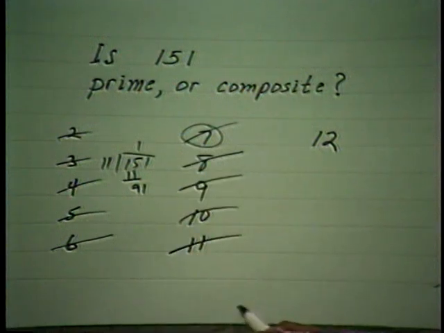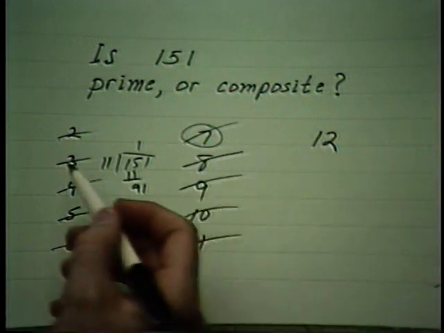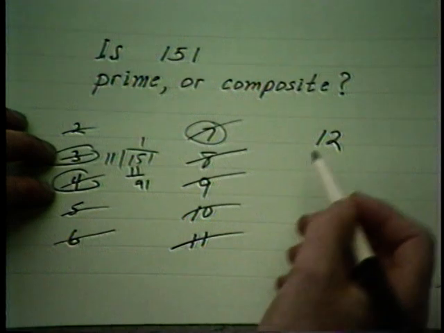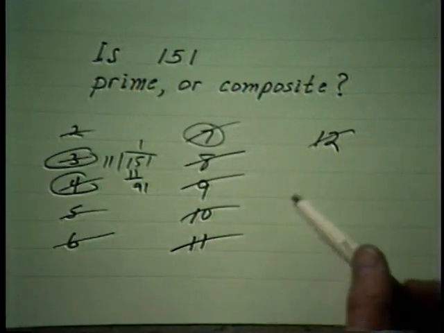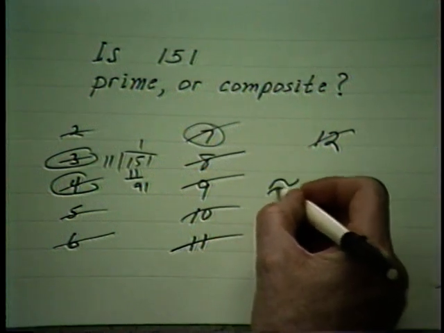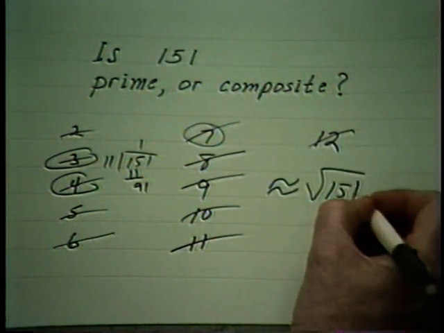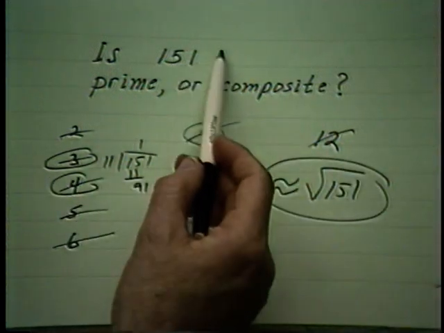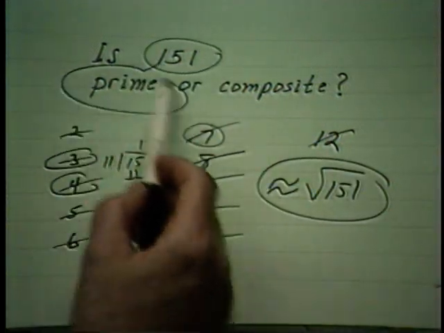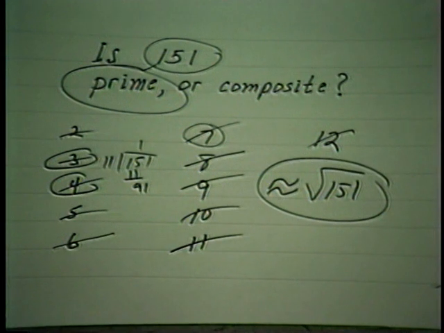We can see no. 12, well, 12 is 3 times 4, and they won't. So none of the numbers up to this maximum one that I have to try, which is the approximate square root of my number, none of them up to this will divide that. So that means that this number is a prime number.